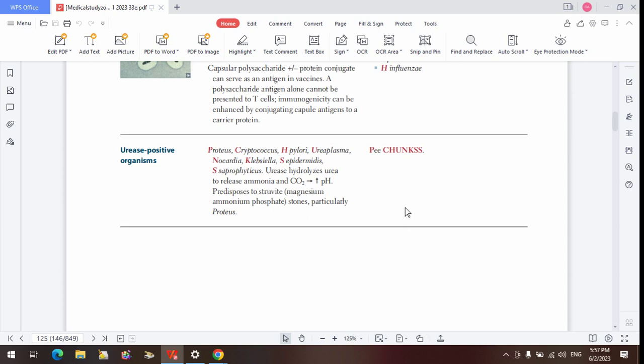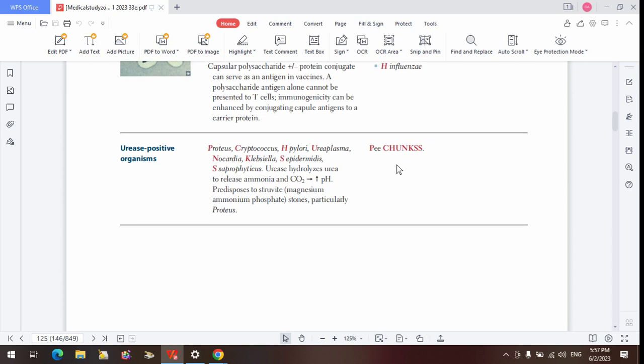So these are the urease producers: Proteus, Cryptococcus, Helicobacter pylori, the Ureaplasma. So what do we say about Ureaplasma? It lacks a cell wall. Exactly. So what about Nocardia? What did we say about Nocardia?